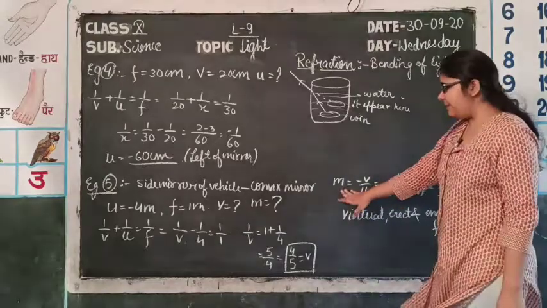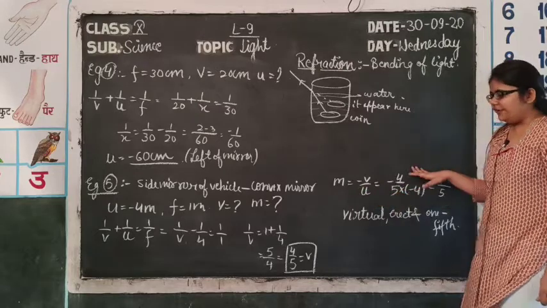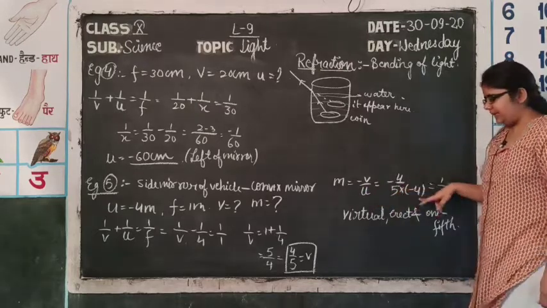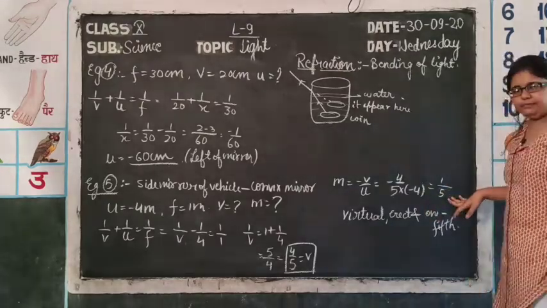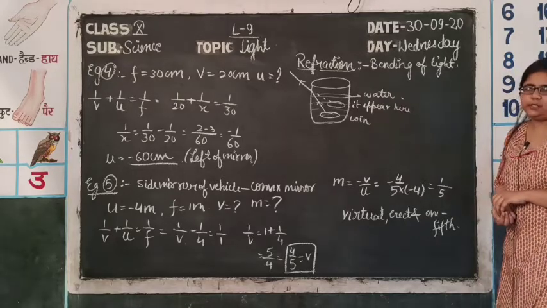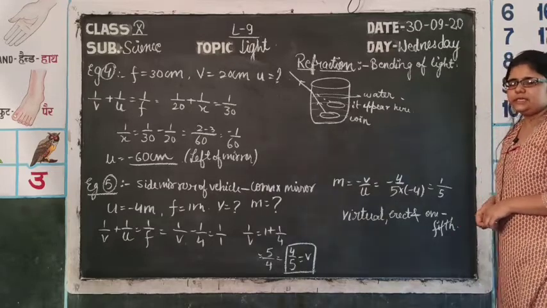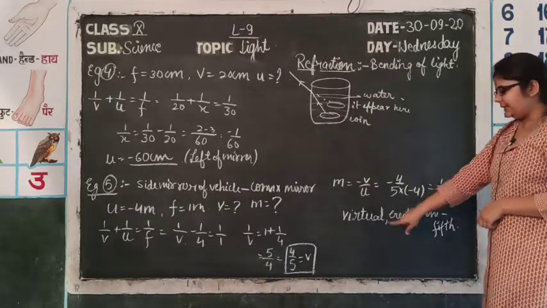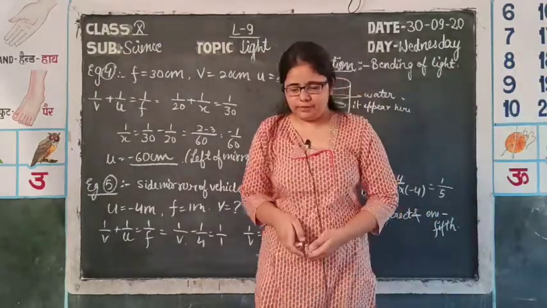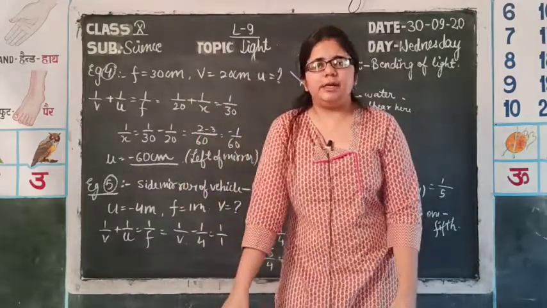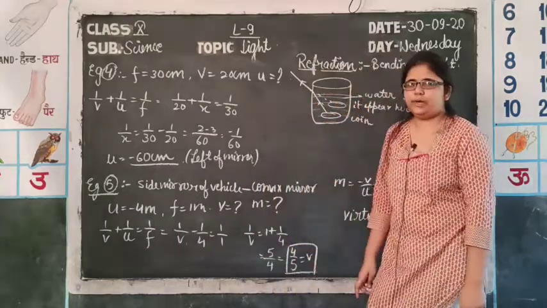Now by magnification, putting the values in the formula minus V by U, V is positive and U is negative, so both these negatives will cancel each other and the final magnification will come positive 1 by 5. That is 0.2, so we get an answer lesser than 1. This indicates that the image is smaller than the object, virtual and erect, as magnification is positive, and the image is formed towards the right side of the mirror. So this was the numerical part of the mirror formula, 1 by U plus 1 by V is equal to 1 by F.